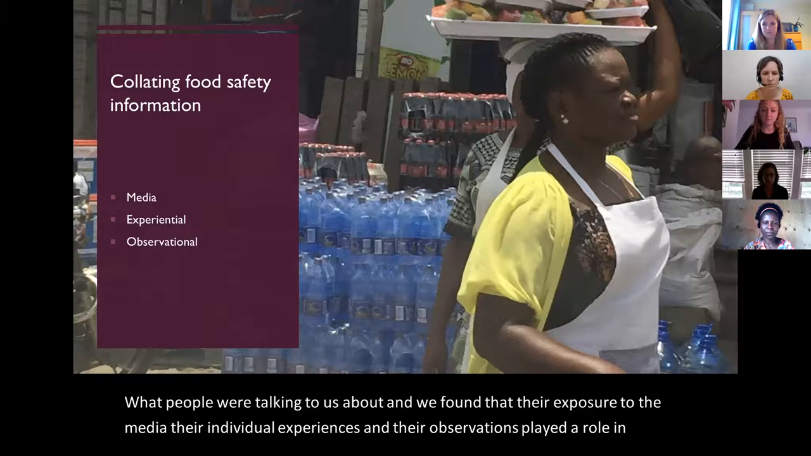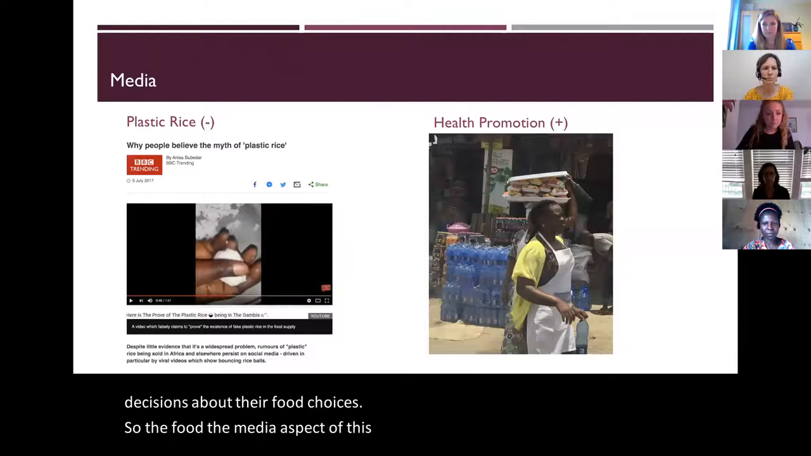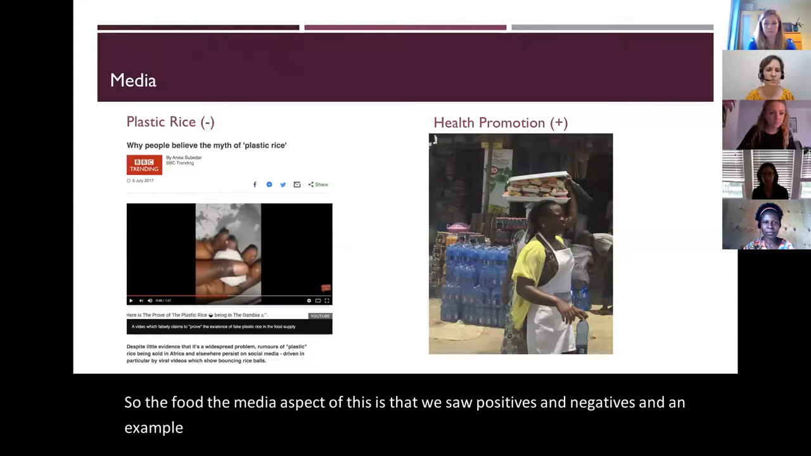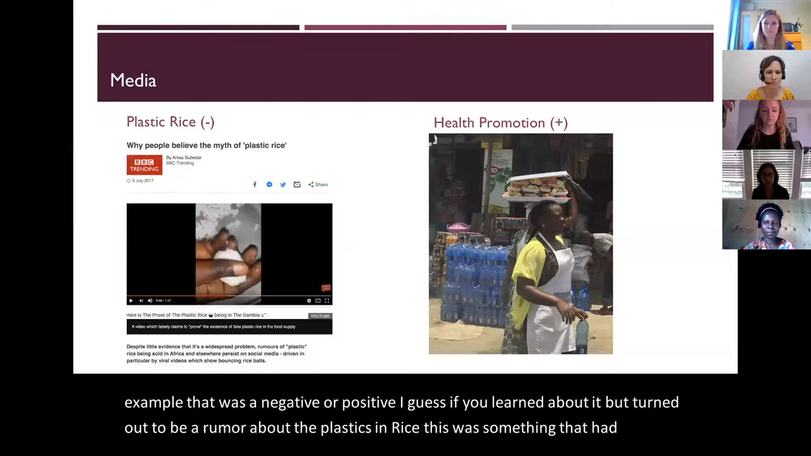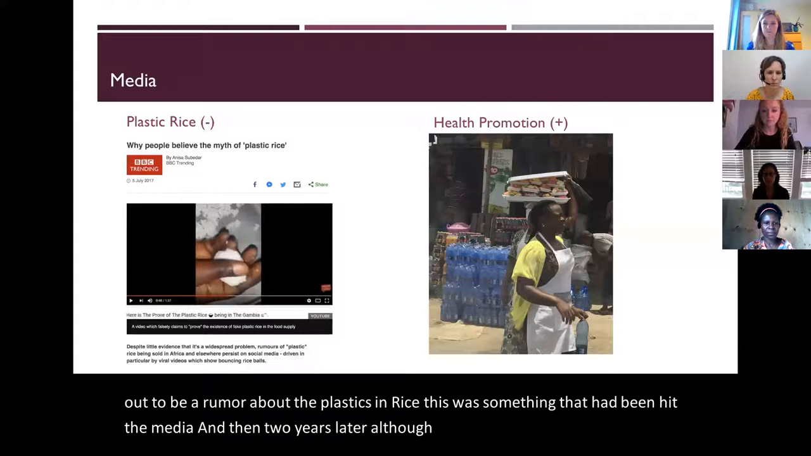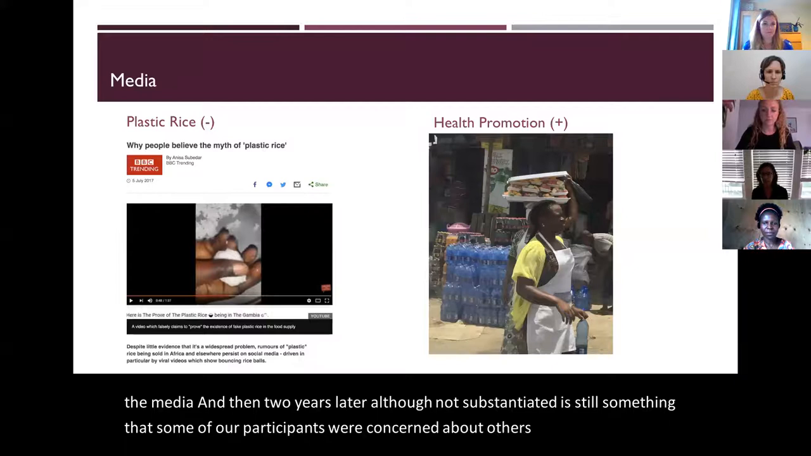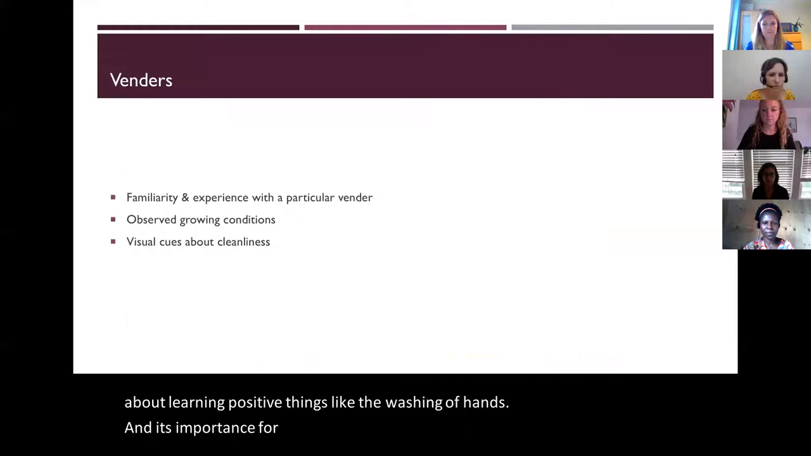So the media aspect of this is that we saw positives and negatives. An example that was negative, or positive I guess if you learned about it, but turned out to be a rumor, was about the plastics in rice. This had hit the media, and 2 years later, although not substantiated, is still something that some of our participants were concerned about. Others talked about learning positive things like the washing of hands and its importance for removing bacteria.